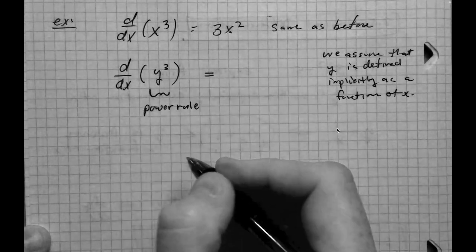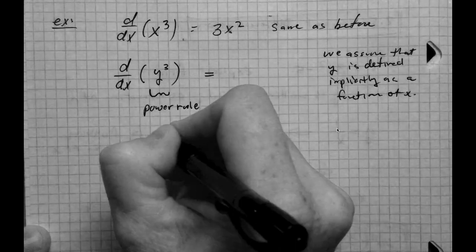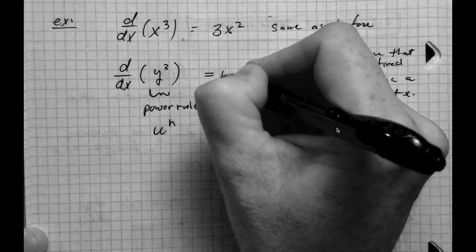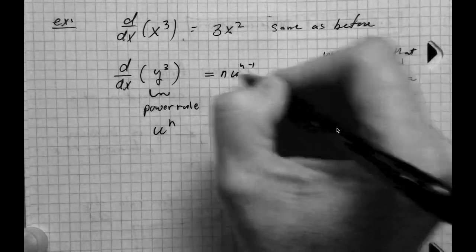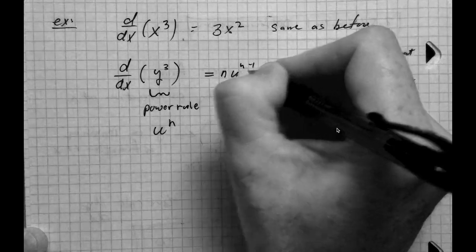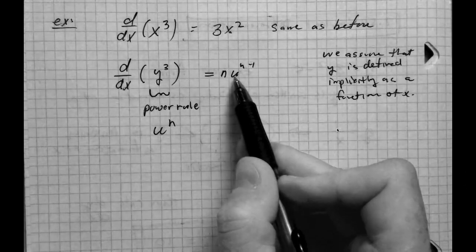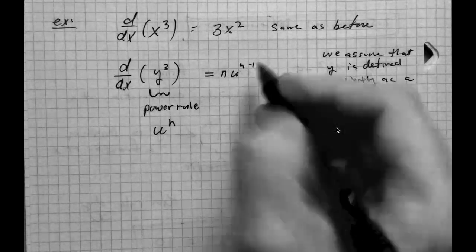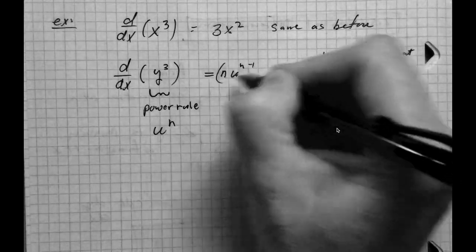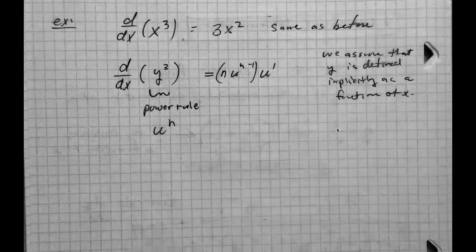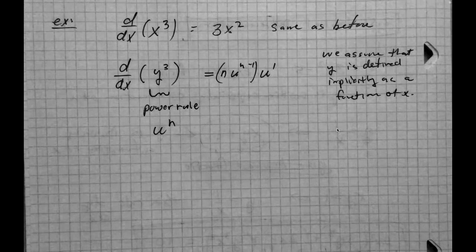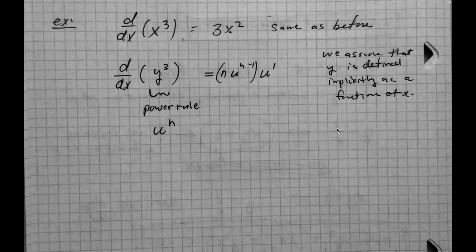So the way we want to treat this is to think of there being an outside part. This is like u to the n, so we would differentiate that like normal, n u to the n minus 1. But because u itself is a function, and in this case we're assuming y is defined implicitly as a function of x, there would be this other piece, u prime. That's how the chain rule works in the case of the power rule, and that's what we want to do here.